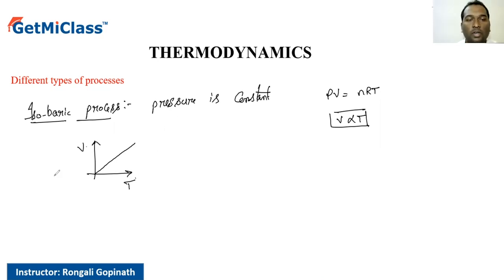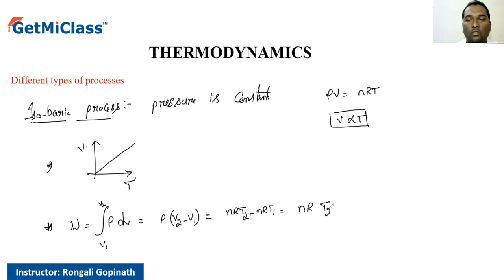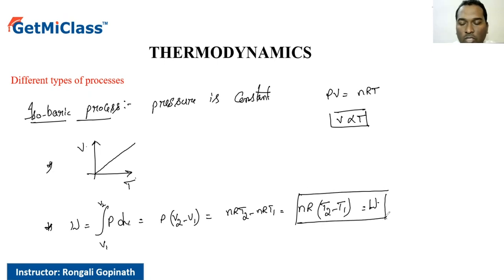What about the work done? What about the work done by a gas in an isobaric process? It is still PdV. The only thing is pressure is constant over here. So when volume is going from V1 to V2, it is P times (V2 minus V1), which can also be written as nRT2 minus nRT1, or nR times (T2 minus T1). This is the work done by the gas in case of an isobaric process. All right, next.